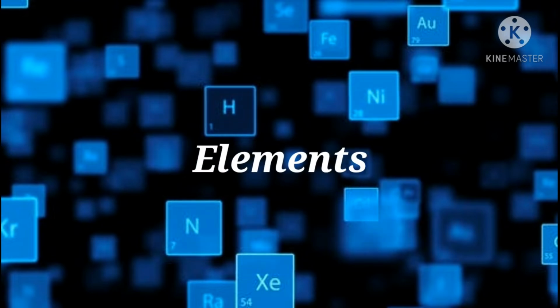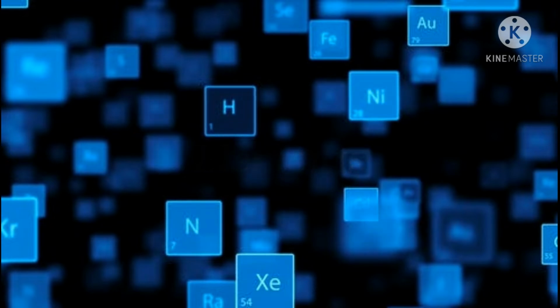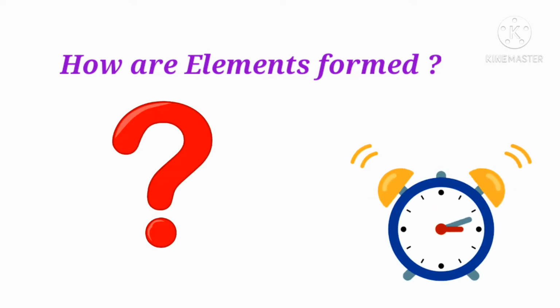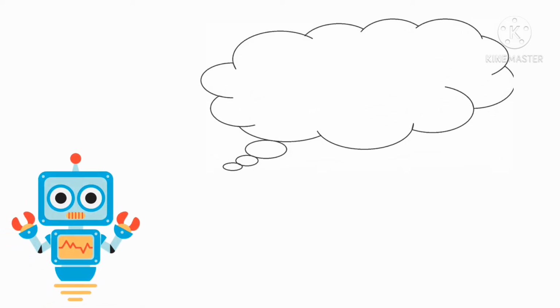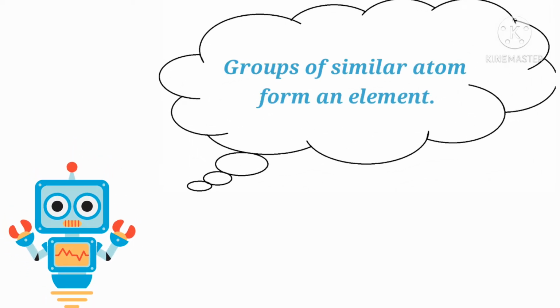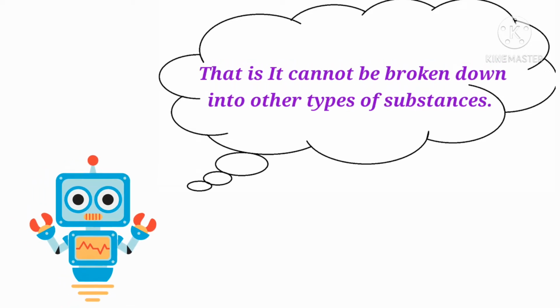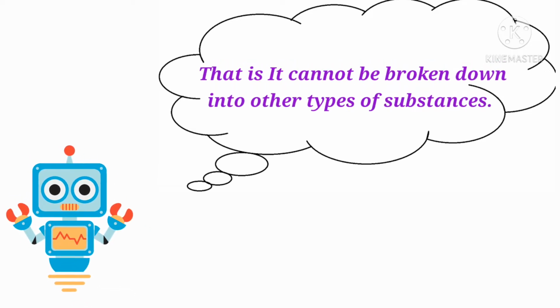Now let's move on and learn about elements. Friends, do you know how elements are formed? Groups of similar types of atoms form an element. An element is a pure substance, that is, it cannot be broken down into other types of substances.